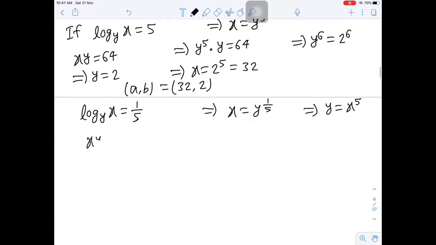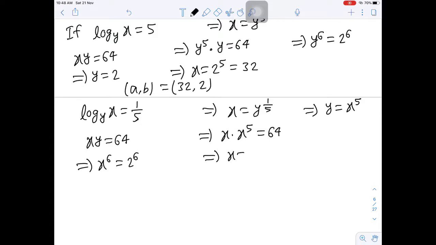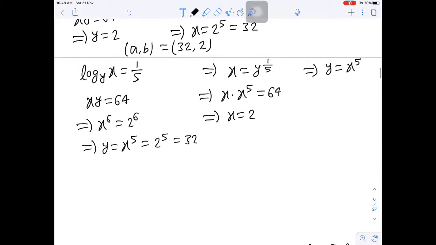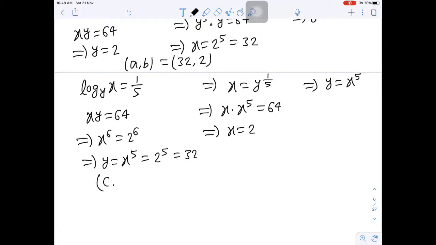Okay, then you have xy equal to 64, and in place of y you can substitute x to power 5. So you will get x to power 6 equals 64, that is nothing but 2 power 6. So you will get x equal to 2, and because y is nothing but x to power 5, it will become 2 power 5, that will be nothing but 32. So you are getting c comma d as 2 comma 32.